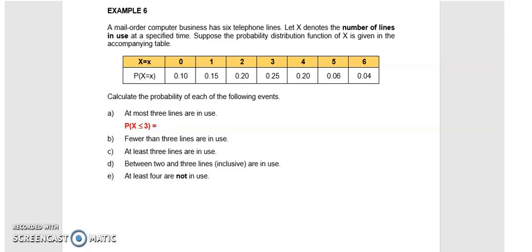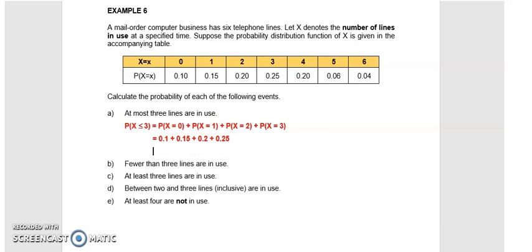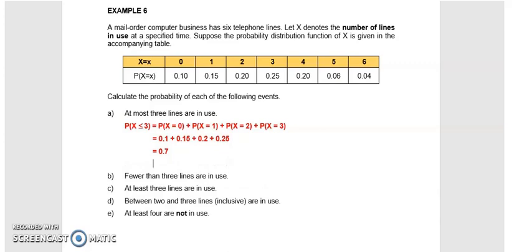So what is X less than or equal to 3? It will be the probability of X equal to 0 plus the probability of X equal to 1 plus the probability of X equal to 2 plus the probability of X equal to 3. So that is at most 3 lines in use. Then you put the probability for each value of x: 0.1 plus 0.15 plus 0.2 plus 0.25. So the answer is 0.7. That is at most 3 lines in use, so at most means less than or equal.